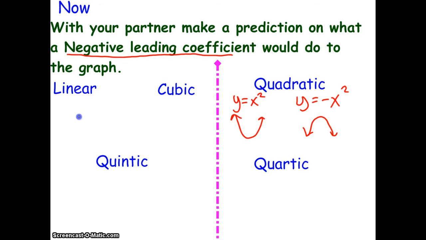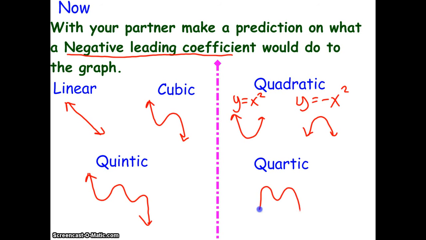Okay, that was less than a minute, but you can see that it flips. So for a linear equation, it would go downhill. A cubic would flip. A quintic would also flip. A quartic would be like an M. Okay?